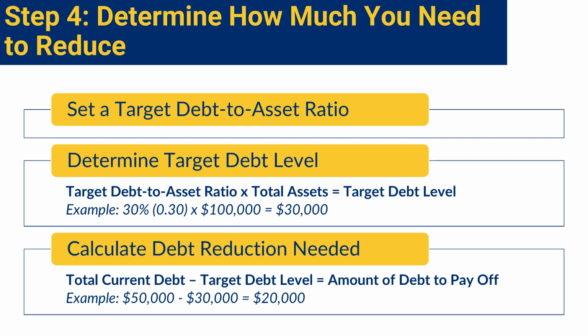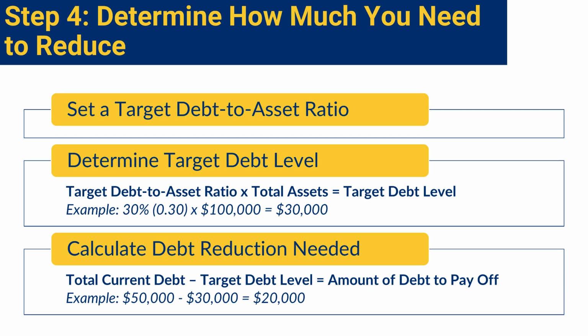2. Determine target debt level. Once you've chosen your target debt-to-asset ratio, calculate your target level of debt by multiplying this ratio by your total assets. Target debt-to-asset ratio times total assets equals target debt level. For example, if your total assets are $100,000 and your target ratio is 30%, then 30%, 0.30, times $100,000 equals $30,000.